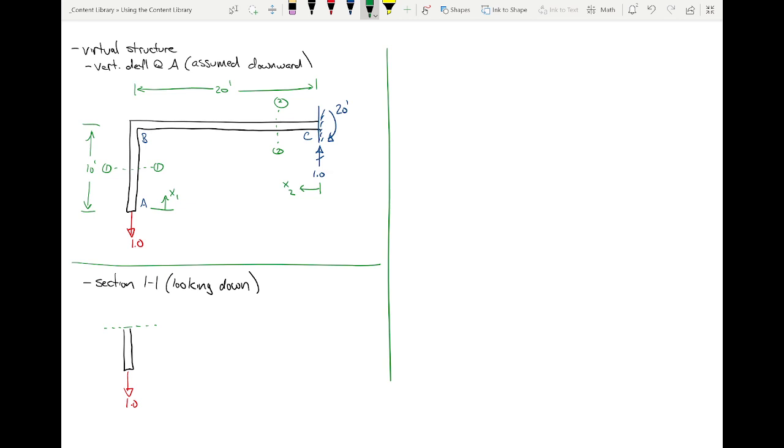And what do we have when we cut a section, right? We've got three unknowns inside the member. We've got an axial force, which I'll call F, a shear, and a bending moment. Is that fair? Right? Whenever you're cutting a section through an arbitrary point in the structure, you have axial, shear, and moment. Is that fair? Okay.